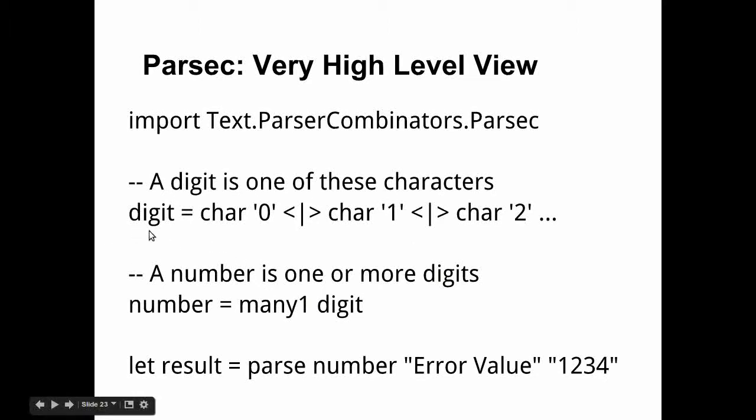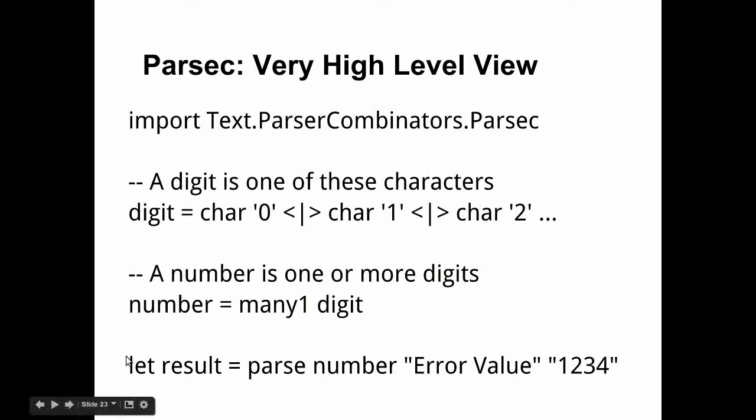A digit is either a character 0, or, this is what or looks like in the Parsec mini language, or a character 1, or a character 2, and we would go all the way up and say, or a character 9. Then we can say that a number consists of many digits, specifically 1 or more. And we have this many1 function that means 1 or more. This is like plus in a Perl-compatible regular expression, or having a digit and then another digit star in a standard regular expression.